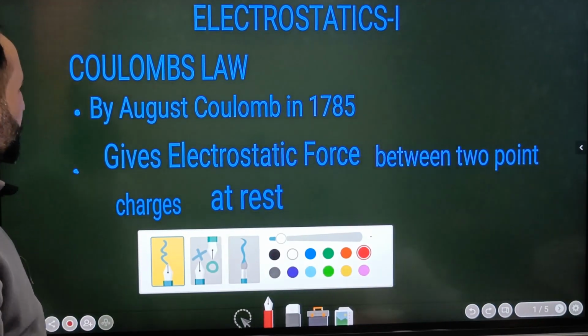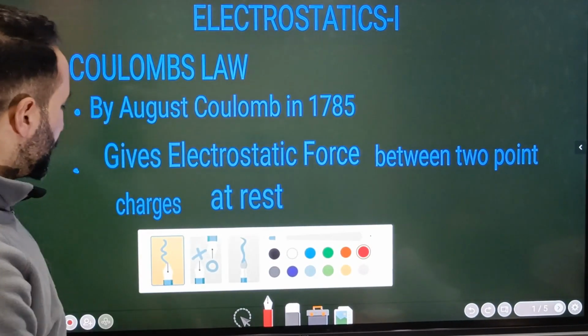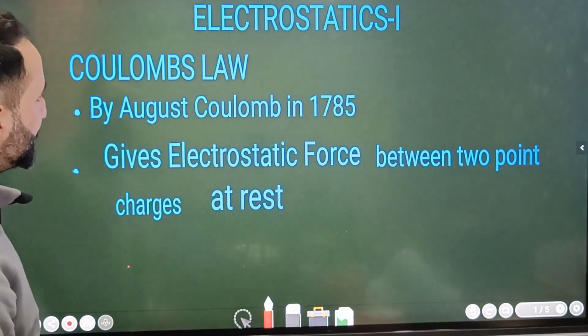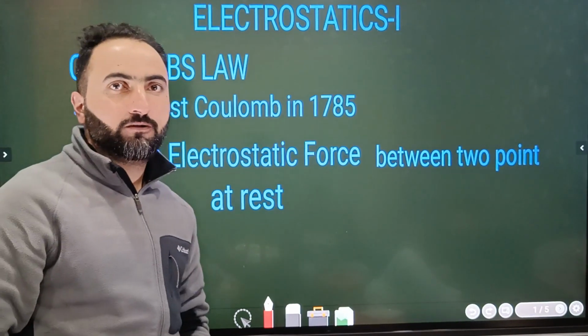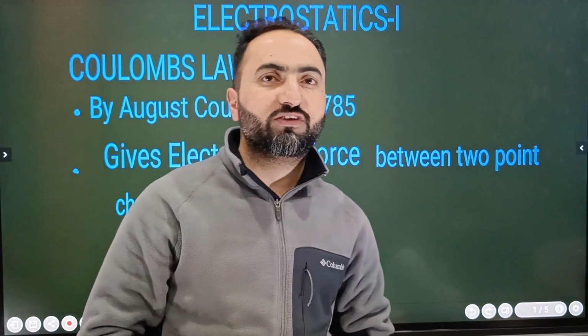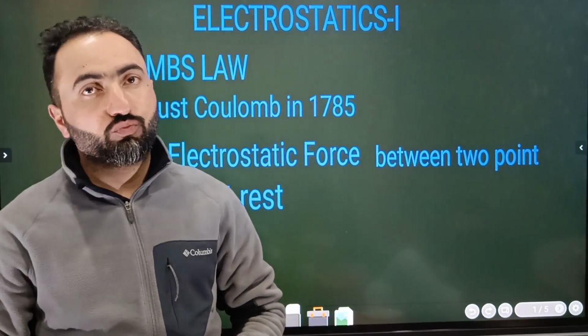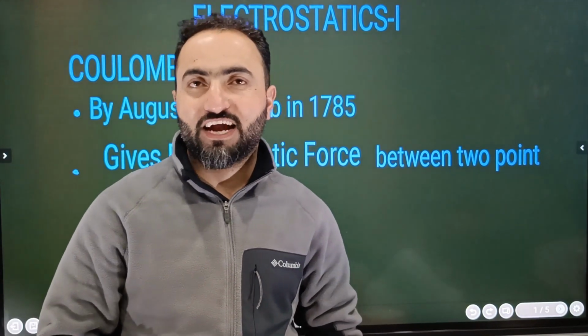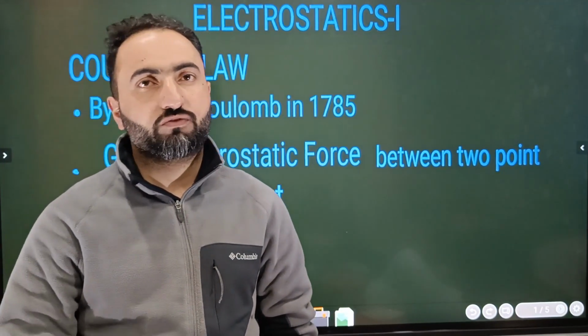The point number one is this. It was given by August Coulomb in 1785, and the point number two is important. It gives the electrostatic force between two point charges at rest. So there must be two conditions which are to be satisfied. Only then you can use Coulomb's law. Condition number one is that there must be 2 point charges, and condition number two is that the point charges must be at rest. Only then you can calculate the electrostatic force between the 2 point charges.